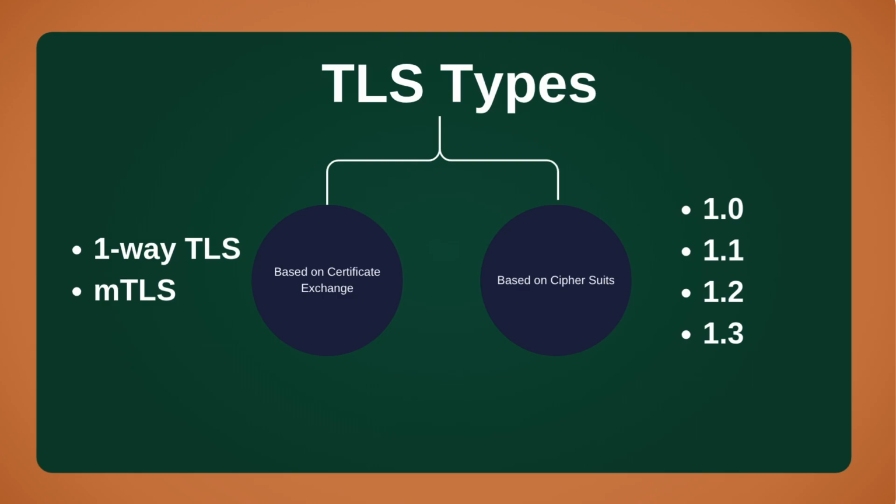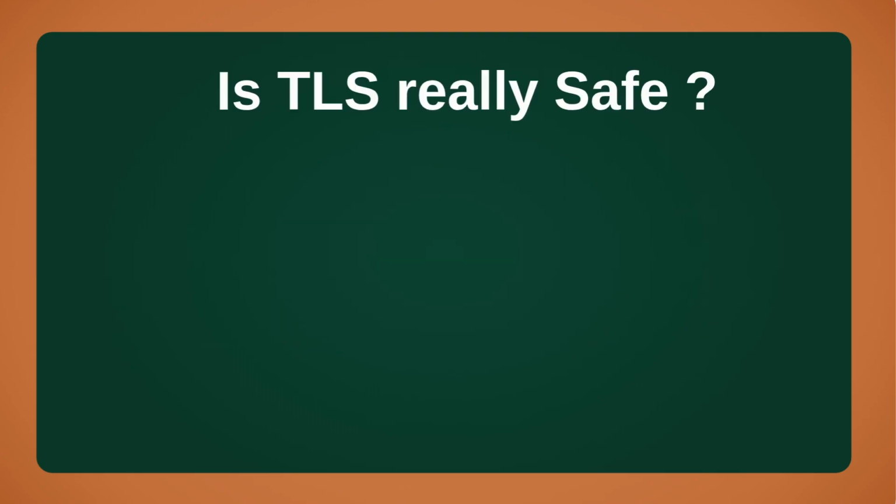3. TLS versions. TLS has evolved with time to patch vulnerabilities and adopt stronger cryptography, from version 1.0 to 1.1, 1.2, and finally to 1.3. TLS 1.3 is currently the safest and most efficient version in use. TLS versions basically tell us about the cryptography being used, for example, cipher suites. So now let's talk about the topic, is TLS really safe?